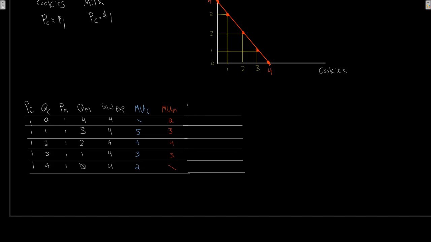So to start off, let's start off with our utility of cookies. So, okay, zero cookies, I'm getting zero utility, zero satisfaction. As I went from zero to one cookie, I got plus five satisfaction. So zero plus five is five. As I went from one to two cookies, I got plus four satisfaction, so five and four is nine. Two to three gave me another plus three satisfaction, so nine and three is 12. And then finally for that last cookie, only gave me plus two satisfaction, so 12 and two is 14.